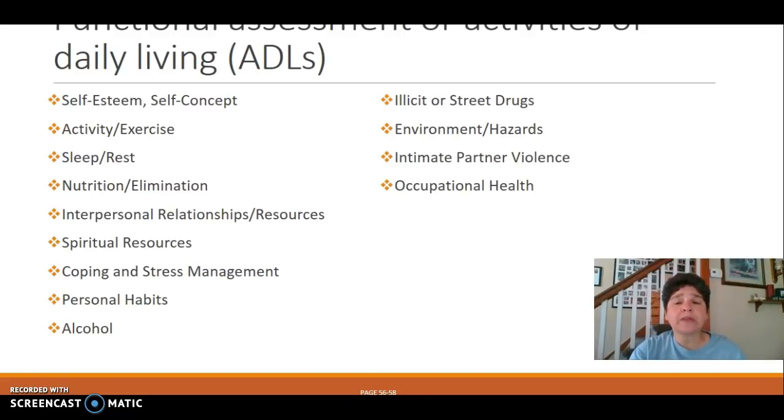Now, we talked about the functional assessment. This is where we look at those ADLs, those activities of daily living that we talked about. When we're looking at these, we assess the function of the patient. What is their function level? So these all are included in these things. This starts on page 56.